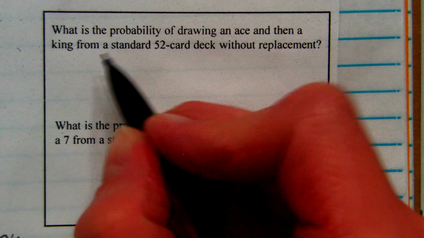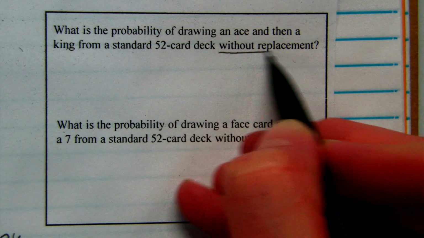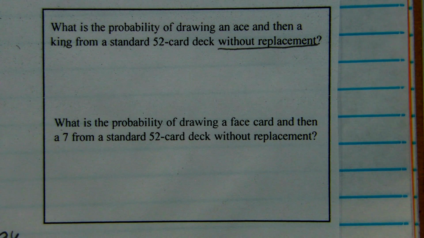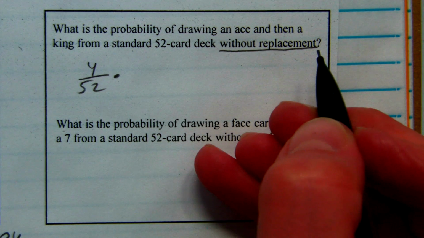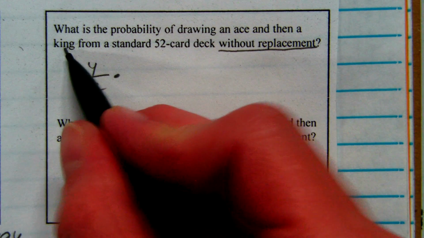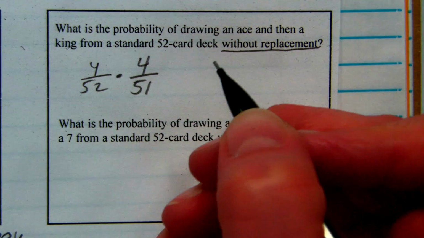What is the probability of drawing an ace and then a king from a standard 52 card deck without replacement? So we're not putting them back. So first, how many aces are there? 4. So that's 4 out of 52. And then you're not replacing, and we want to get a king. So there's still 4 kings in there, right? But there's only 51 left.